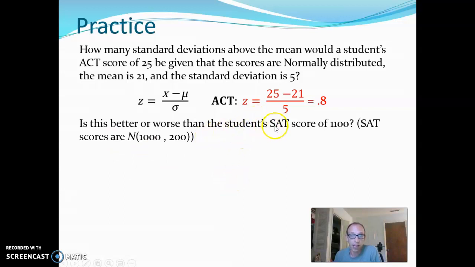So then we have an SAT score of 1100. We have this, by the way, the N means normal distribution. The first number is our mean, and the second number is our standard deviation. Go ahead and try that one out. Pause it.